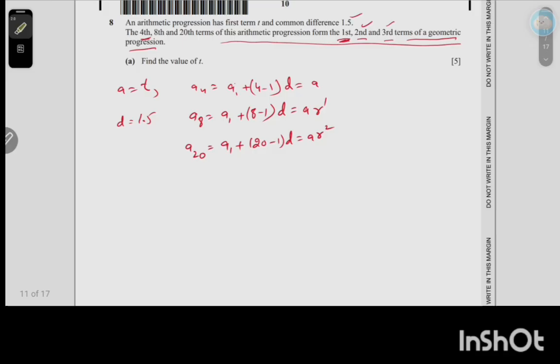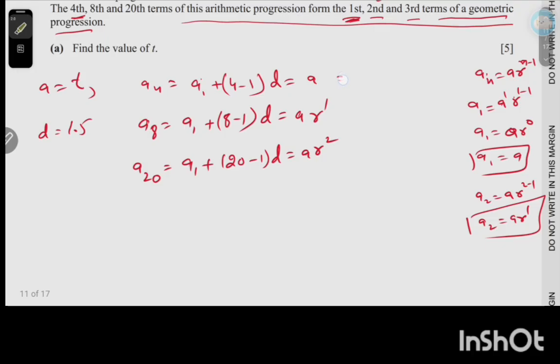First of all I have to write it again, because in a geometric progression, an equals ar to the n minus 1. So if the first term is a1, a1 is ar to the 1 minus 1, which is ar^0, so a1 equals a. Similarly a2, when you put 2, is ar to the 2 minus 1, so a2 equals ar^1. We have to apply this for more simplification.